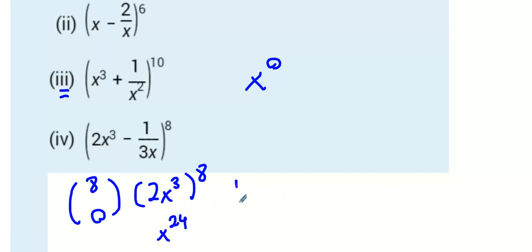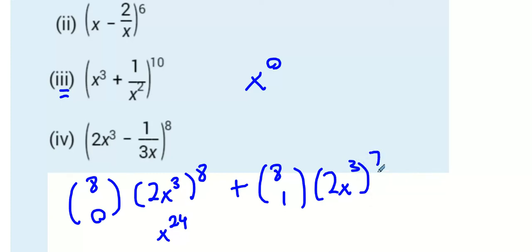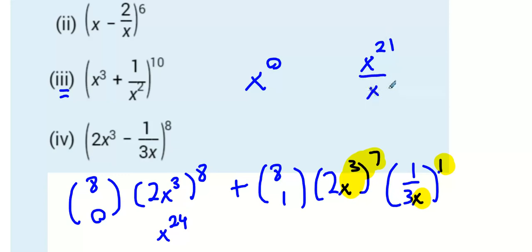So I'm just going to analyze what the second term would look like. The second term is 8c1, and it's 2x cubed to the power of 7, and then 1 over 3x to the power of 1. As I told you earlier, the only thing I'm interested in is finding out what the power of x is. So my targeting looks like this. I'm only looking at those yellow parts. So what's on top? x^21. And on the bottom, x power 1. So x^20. That to me means we're going down in fours.